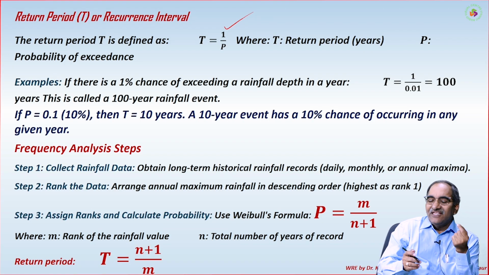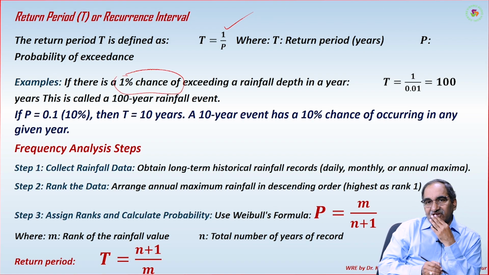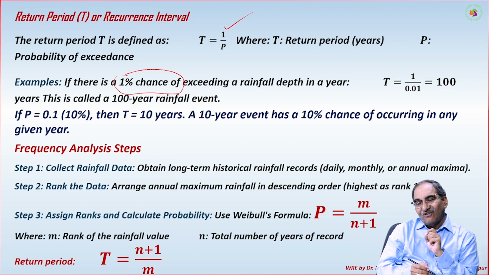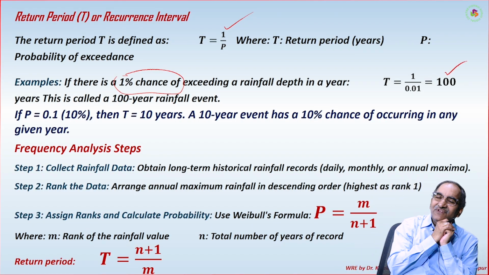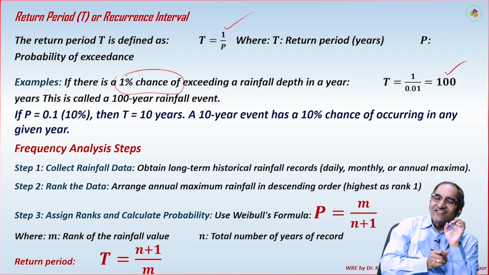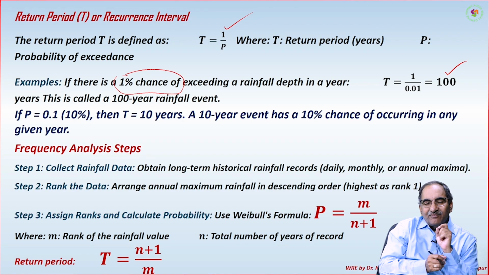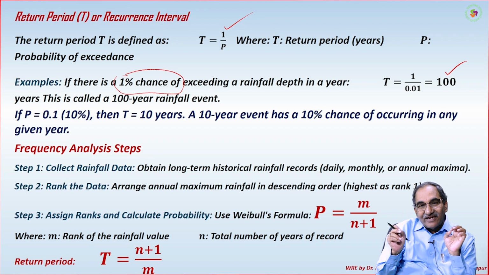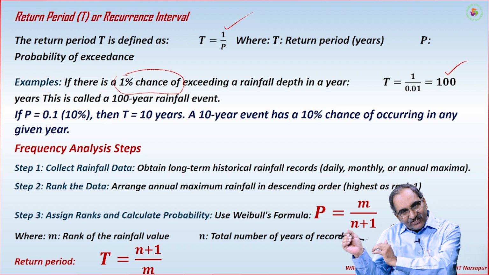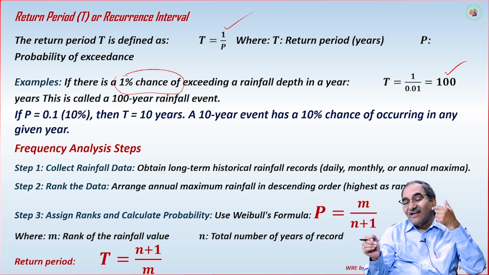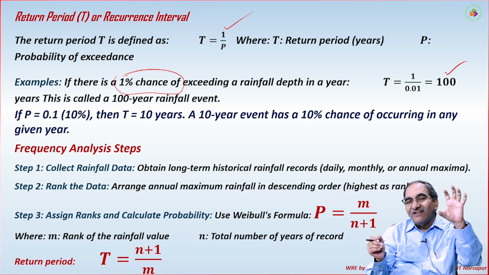Now an example: if there is a 1% chance of exceeding a particular rainfall, 1% chance means the probability is 0.01. So T is 1 by 0.01, which means 100 years. Such a rainfall value will occur only once in 100 years. That is what you mean by 1% chance of occurrence: the return period is equal to 1 divided by the probability 0.01, so 1 by 0.01 is equal to 100. Once in 100 years such a rainfall will occur.